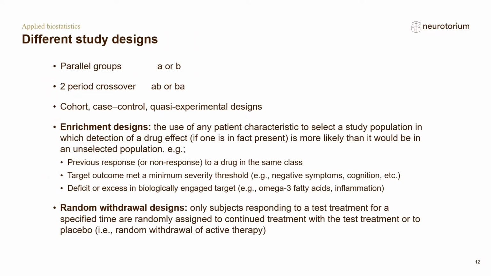The highest level of evidence is a parallel group design. You randomize to A versus B or A versus B versus C, done at the same time, and the flip of the coin separates them into the different groups.